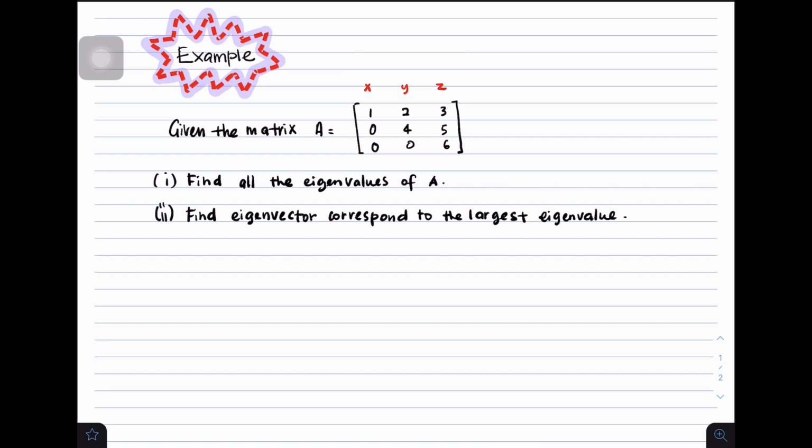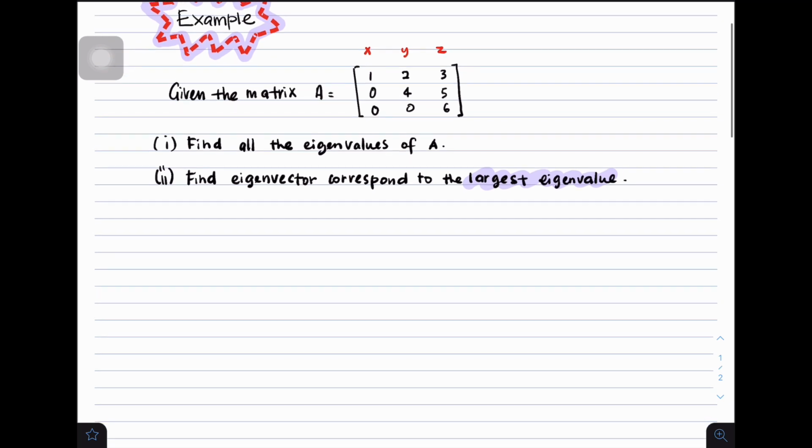So the question asks us to find all the eigenvalues of A. So first we need to find the eigenvalues of the matrix A. And question number 2, find the eigenvector corresponding to the largest eigenvalue. You will have more than one eigenvalue, so question number 2 asks you to find the eigenvector just for the largest eigenvalue. So we will find the eigenvalues and see which one is the largest one, and we will find the corresponding eigenvector for that eigenvalue.